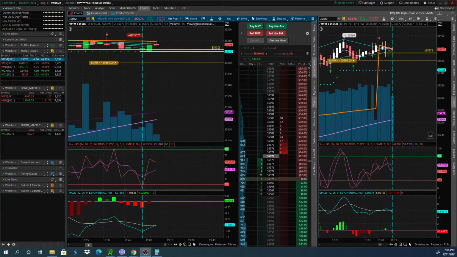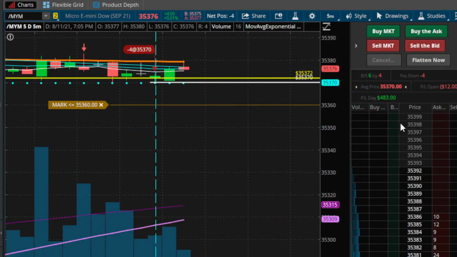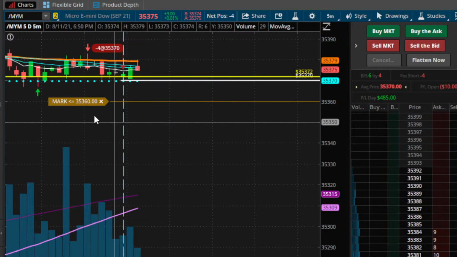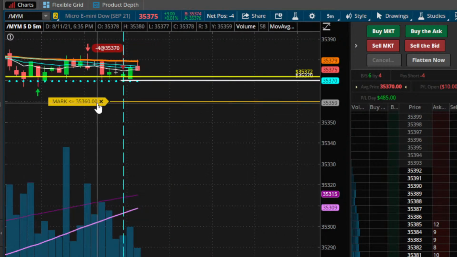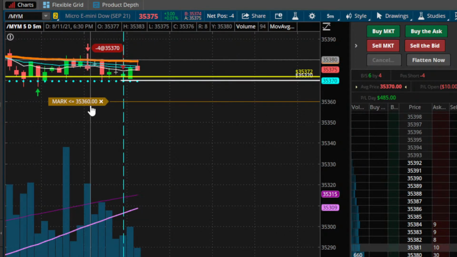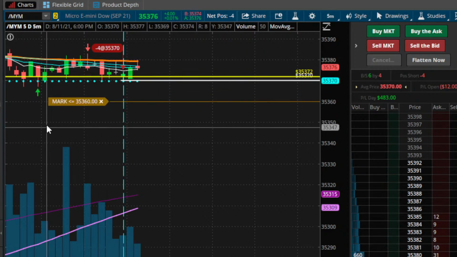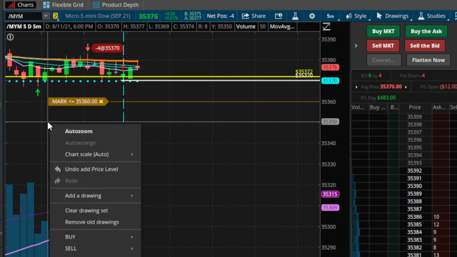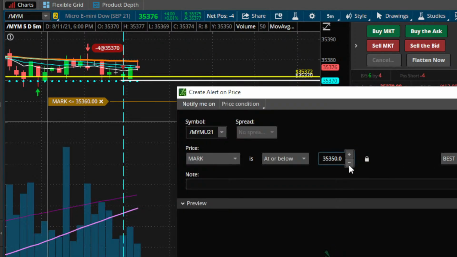I'll leave this on this chart here, and I do have an alert if we fall below 35,360. That's 10 ticks from 370. I'm going to do another one at 35,350, because when I was trading the E-mini, my goal was always to place an OCO after 20 ticks.